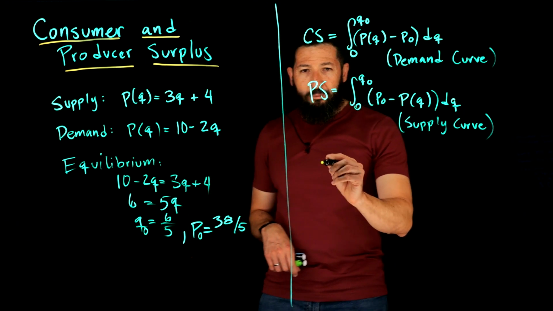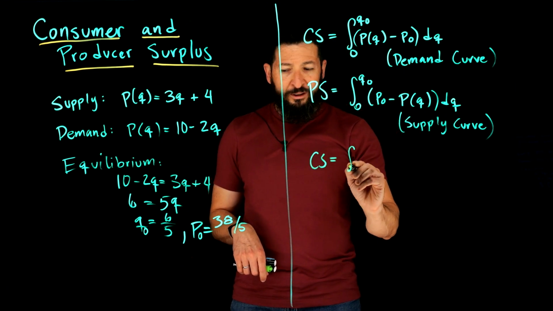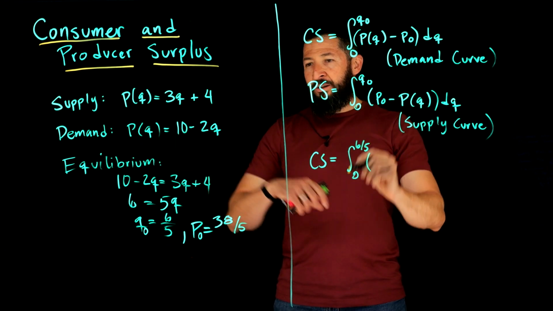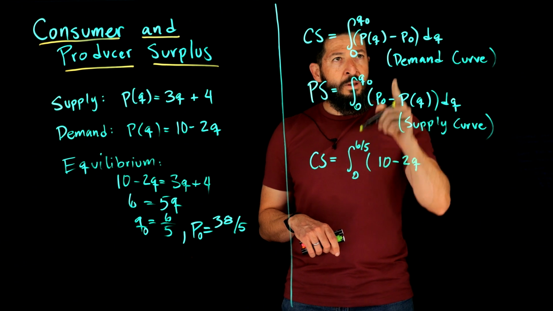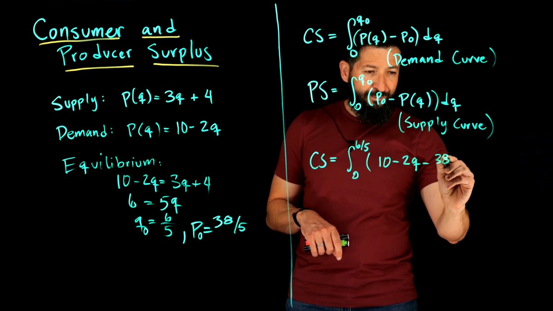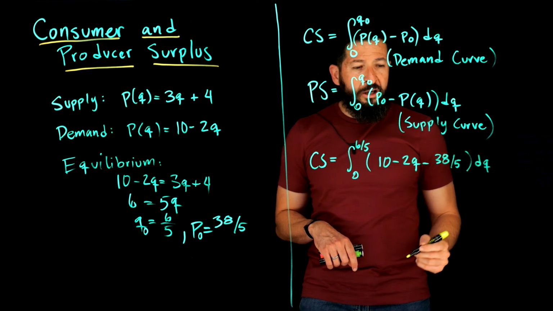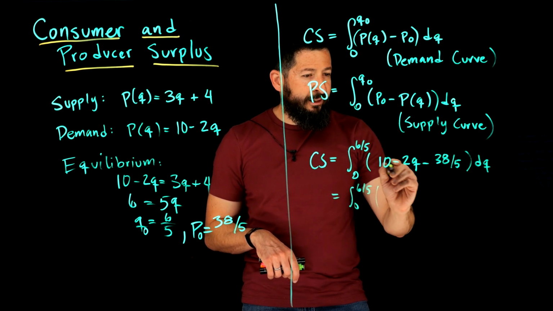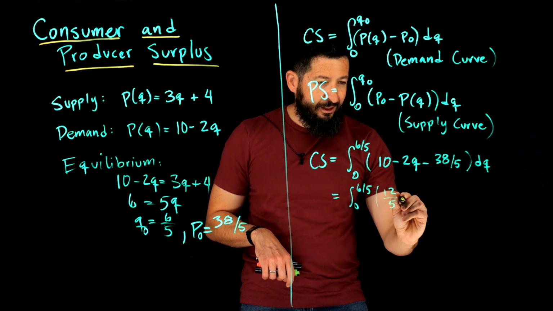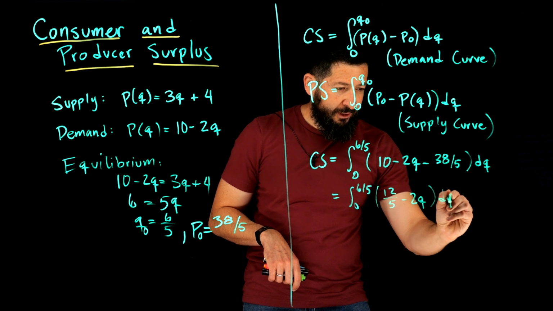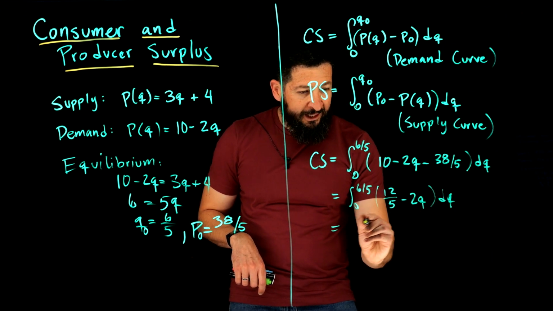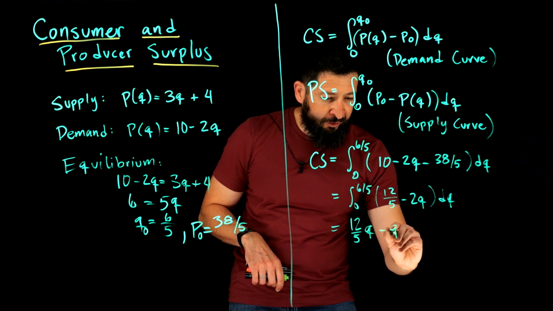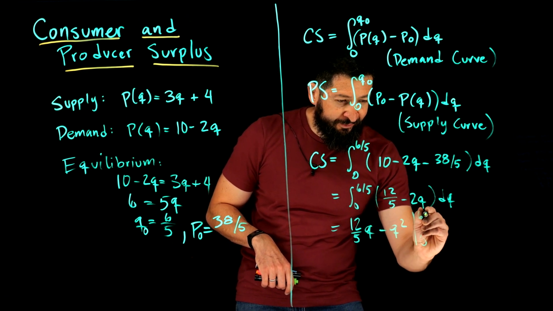All right, so I can plug everything into my integral now. So the consumer surplus for this problem is going to be the integral from 0 to 6/5 of P, but in this case, remember, it's in the demand curve, 10 minus 2Q minus P naught. And so now it's a matter of integrating, so I have to subtract here. 10 is going to be 50 minus 38, 12/5 minus 2Q dQ. Now I go ahead and integrate, and this is going to become 12/5 times Q, and this one is going to be minus Q squared. And at this point, I have to evaluate from 0 to 6/5.